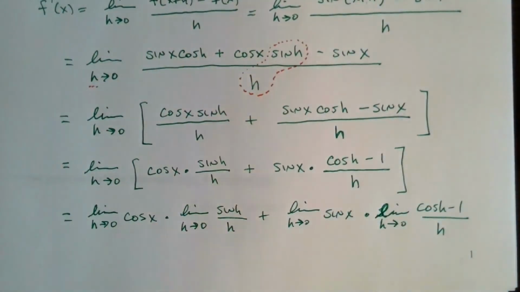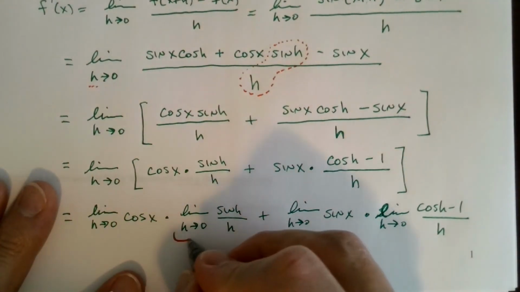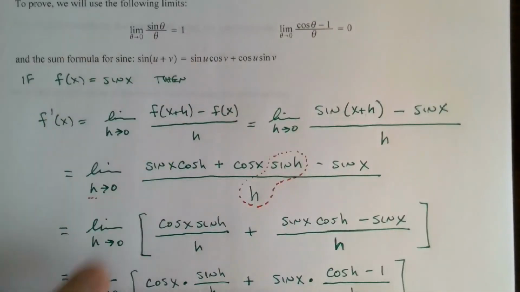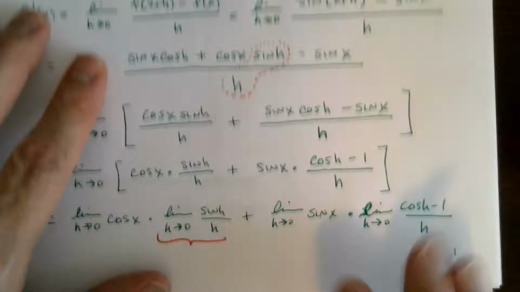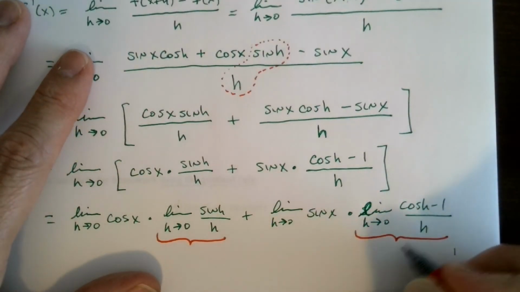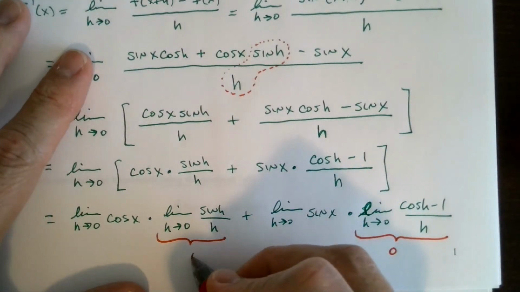All right. Well, what do we know about this limit? Should know what this is, right? That's our special limit. That's the one we talked about up here. It's equal to 1, right? What about this one here? Cosine h. Limit as h goes to 0, cosine h minus 1 over h. That's 0. So both of these are 0.